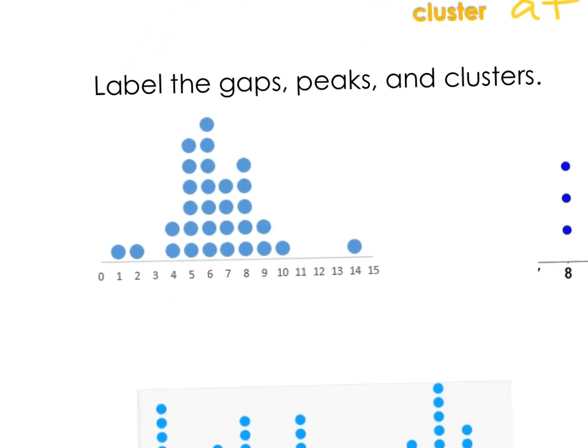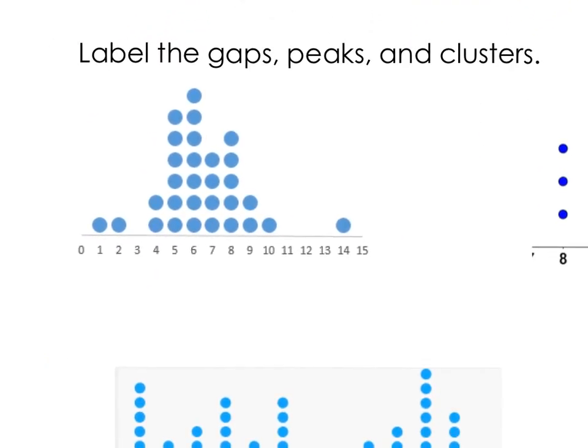Okay, let's go ahead and let's look at some examples here. So we're going to label gaps, peaks, and clusters here. I'm going to try to color code things for you. Okay, so I look for my highest point to find my peak. So I can see here that this right here is my highest point in my graph. This is my peak. It is also my mode. So if I were to ask the question, what is the peak or the mode, we would say 6. I'm going to put at 6. So the peak or the mode is at 6 here.